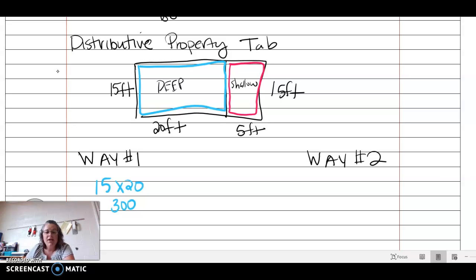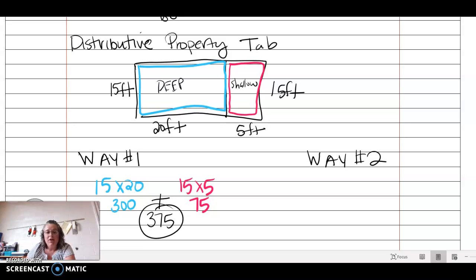So if I find the area of the rectangle for this guy, it would be 15 by 5. Well, 15 by 5 gives me an area of 75. Now that I have both of those areas, if I want a total, I would have to add them together, which gives me a grand total of 375 feet squared or whatever. That's one way to think about this.